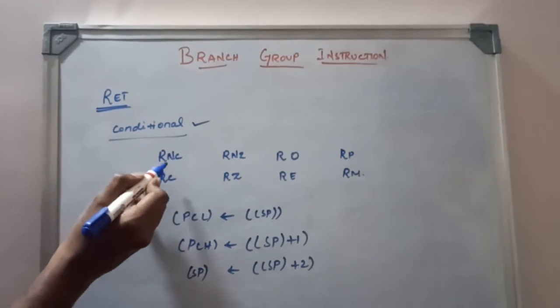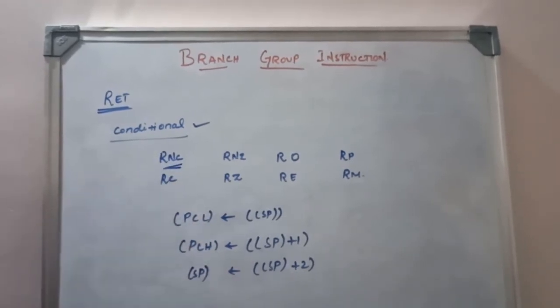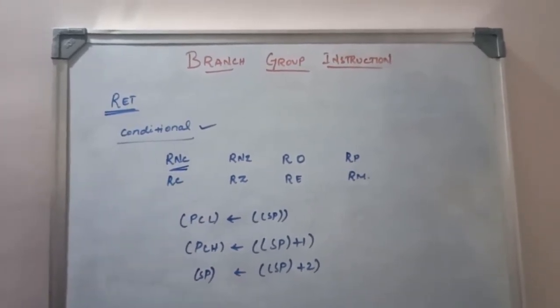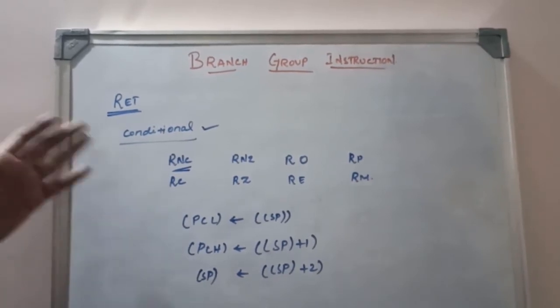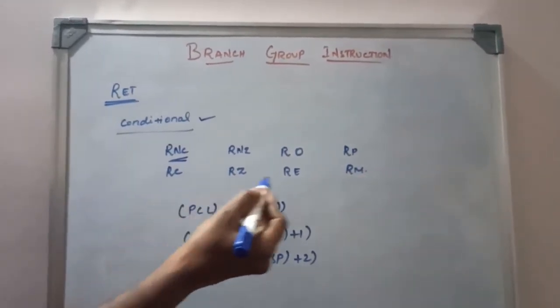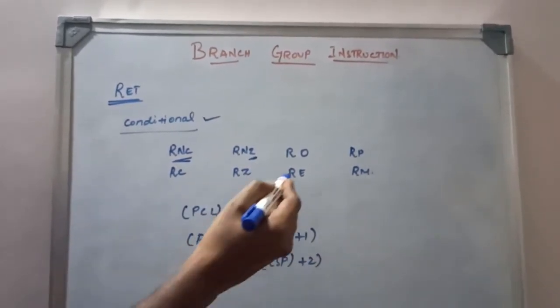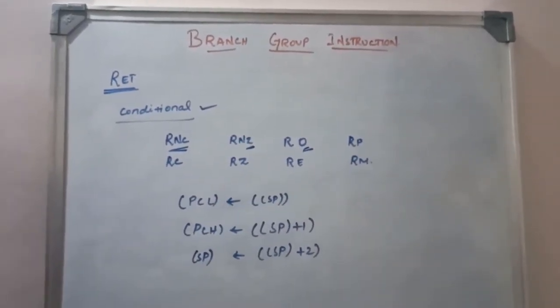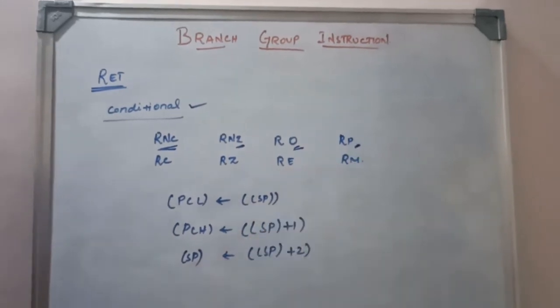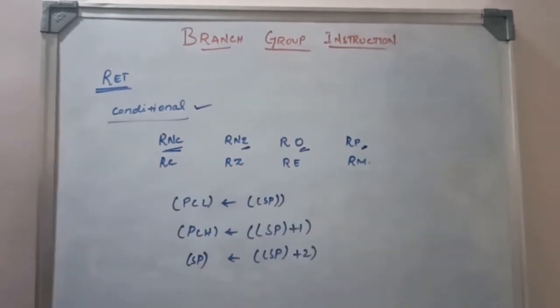So, for example, return on carry and return on no carry. If no carry is present in the result, it returns to the main program. Likewise you can check the conditions: return on zero, return on non-zero, return on odd parity, return on positive value. Likewise, you can check the conditions.